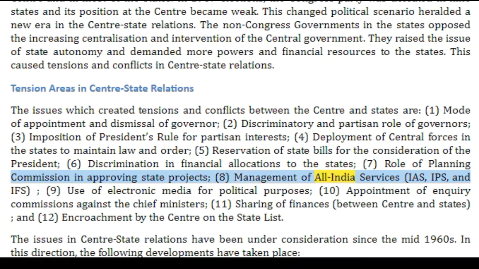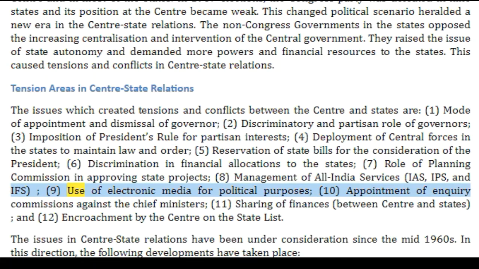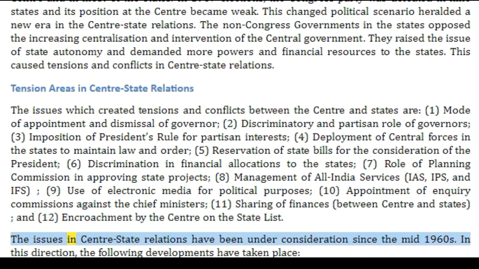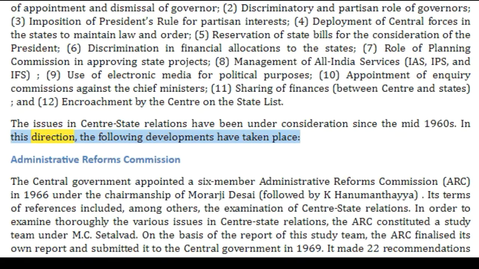8. Management of All India Services: IAS, IPS, and IFS. 9. Use of electronic media for political purposes. 10. Appointment of inquiry commissions against the chief ministers. 11. Sharing of finances between center and states. And 12. Encroachment by the center on the state list. The issues in center-state relations have been under consideration since the mid-1960s. In this direction, the following developments have taken place.